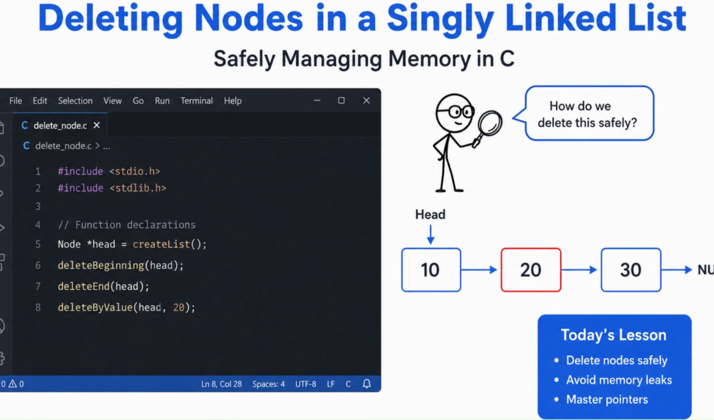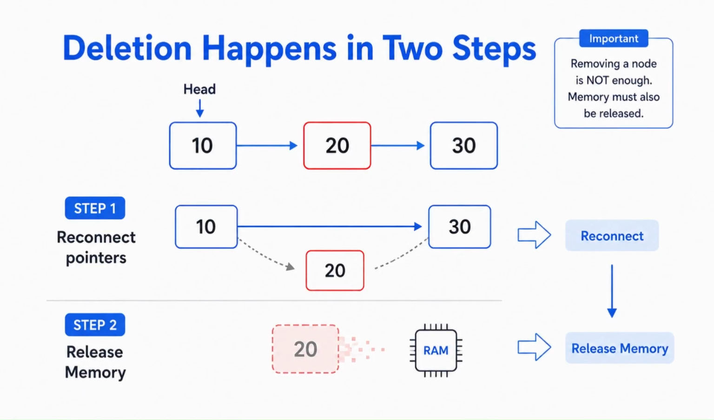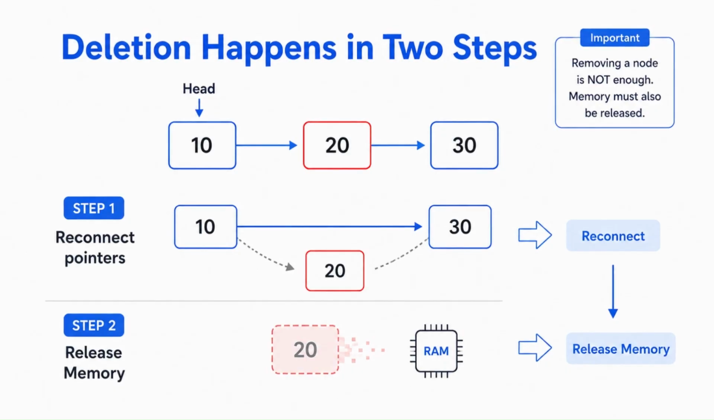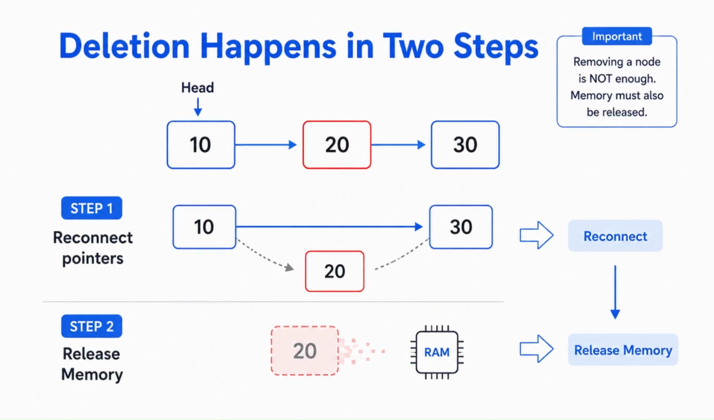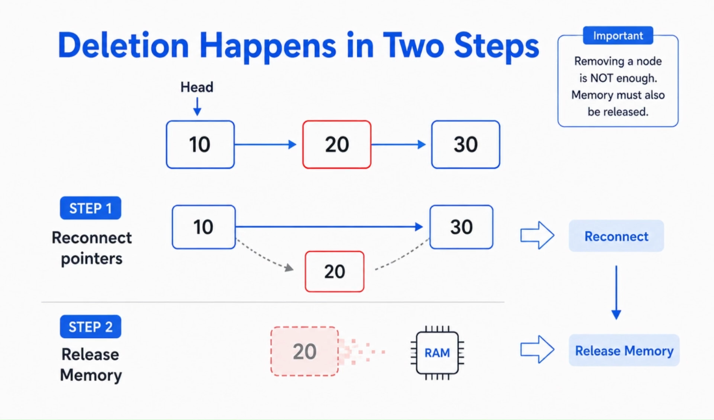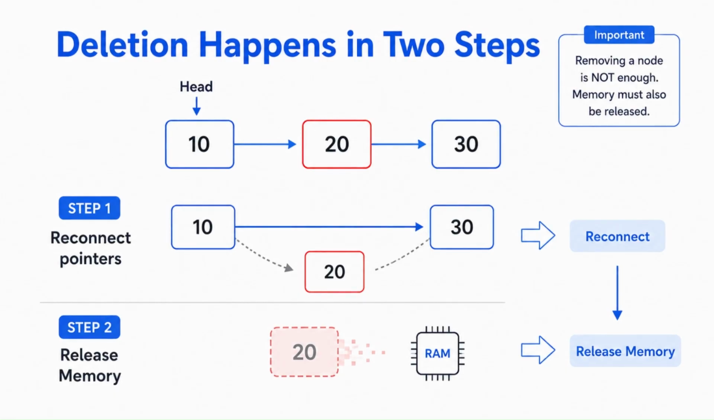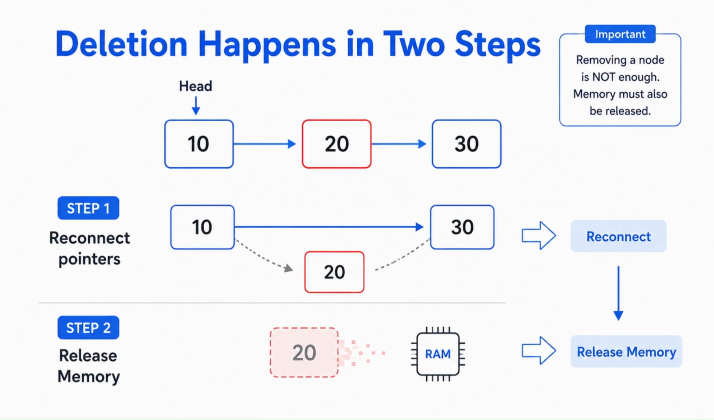So let's get started. Before we write a single line of code, we first need to understand what it actually means to delete a node. Unlike languages such as Python or Java, C does not automatically clean up memory for you. There is no garbage collector running in the background. Instead, you are responsible for every piece of memory that your program allocates. Because of that, deleting a node always involves two separate steps. The first step is to remove the node from the linked list. In other words, we reconnect the surrounding nodes so the node we want is no longer part of the chain.